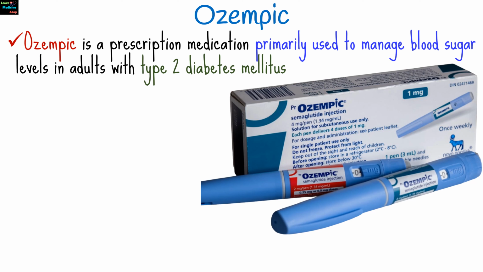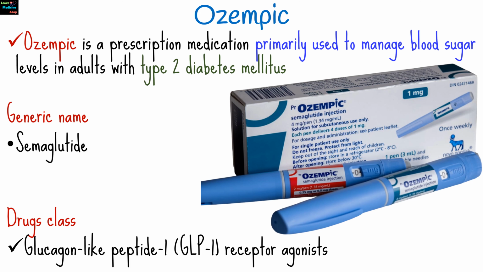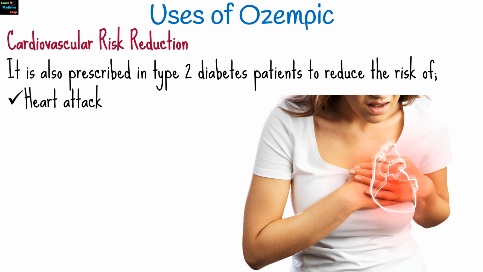Ozempic is a prescription medication primarily used to manage blood sugar levels in adults with type 2 diabetes mellitus. Ozempic is also known by the generic name semaglutide. It belongs to the class of drugs known as glucagon-like peptide 1 receptor agonists. It is also prescribed to reduce the risk of major cardiovascular events, such as heart attack, stroke, or death in adults with type 2 diabetes and established cardiovascular disease.